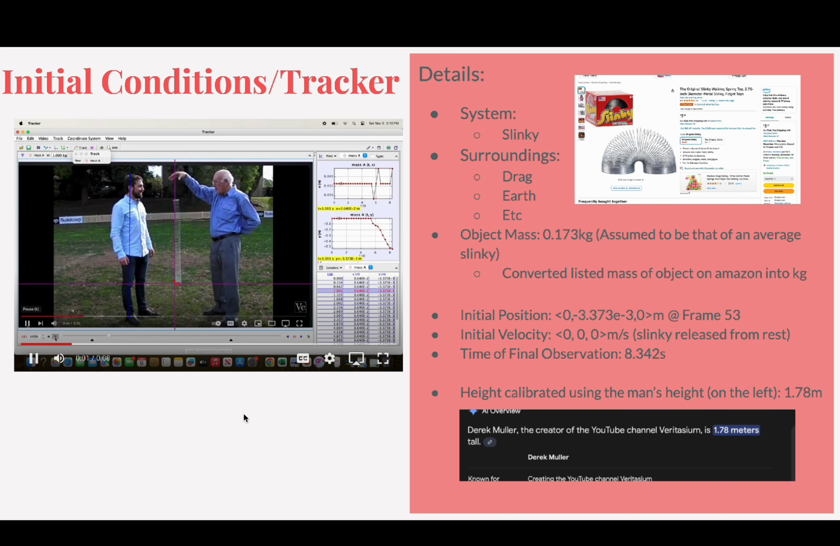Below is a video of my tracking points in Tracker, and I'm going to explain the details of the initial conditions. So the system is the slinky, the surroundings is drag, Earth, etc., including everything else. And I assumed the object mass to be around 0.173 kilograms. I did this by looking up the average weight of a slinky on Amazon and converting it into kilograms. The initial position of the slinky, initial velocity, and time of final observation are all listed on the slide below. And I calibrated the height and the distance of the video using the height of the man on the left.